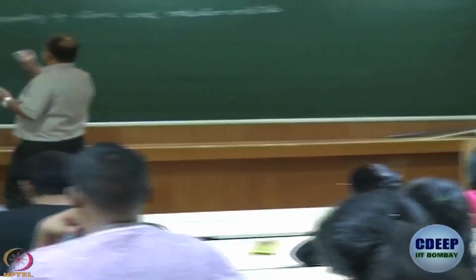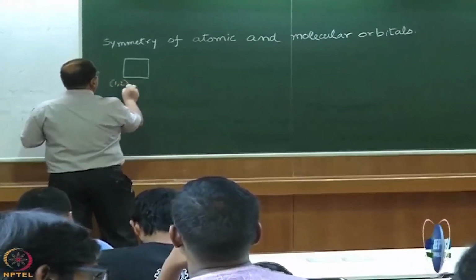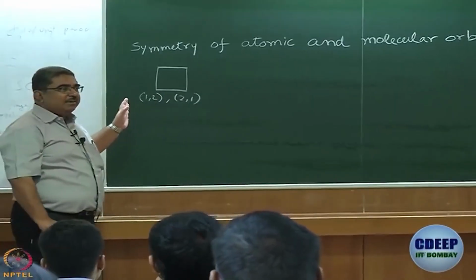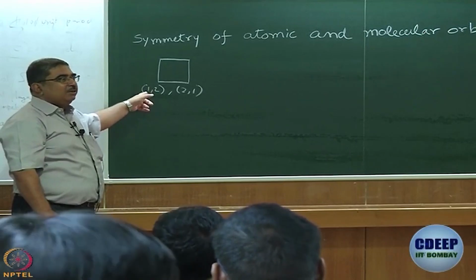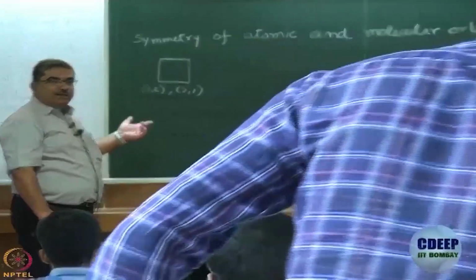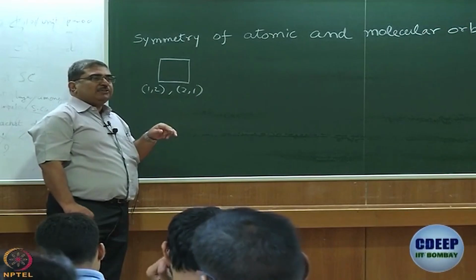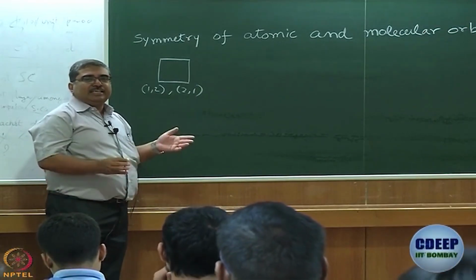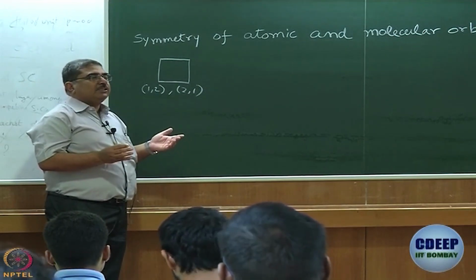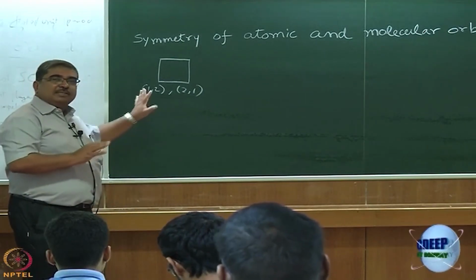If you have a square box, then the 1 2 and 2 1 states are degenerate. Does that ring a bell? Do we remember? Nx equal to 1, Ny equal to 2 and Nx equal to 2, Ny equal to 1. These two states have the same energy because it is Nx square by Lx square plus Ny square by Ly square. In this case Lx is equal to Ly. So, both can be equated to L square and you can take it outside the bracket. Do we remember this?